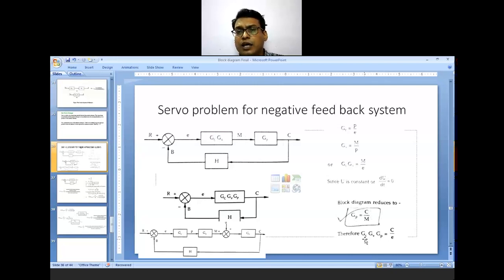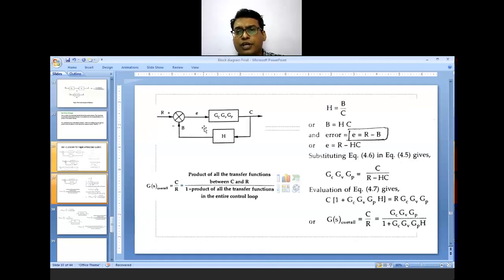Then the block diagram reduces to Gp, which is equal to C upon M, and therefore Gc Gv Gp is equal to C upon E. Combining these two blocks, this is reduced to this thing.